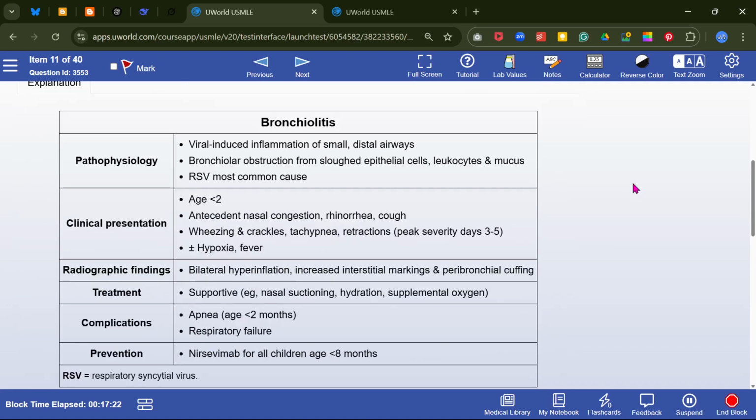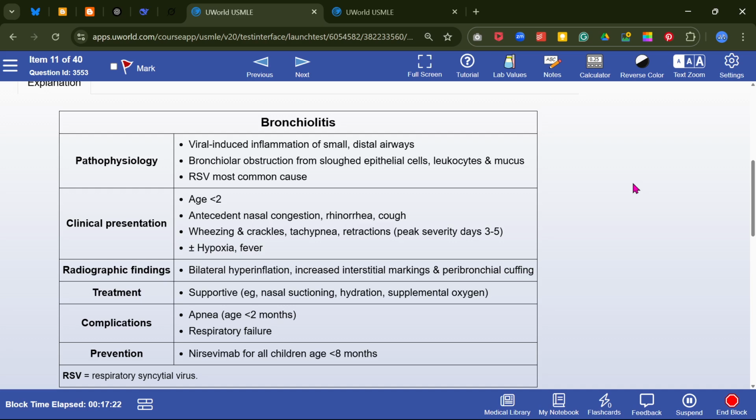Okay, look at the box. Bronchiolitis: viral induced inflammation of small and distal airways, bronchiolar obstruction from sloughed epithelial cells, leukocytes, mucus. Respiratory syncytial virus, most common cause, age less than 2, antecedent nasal congestion, rhinorrhea, cough, wheezing and crackles, tachypnea, retractions, peak severity days 3 to 5, hypoxia plus fever.